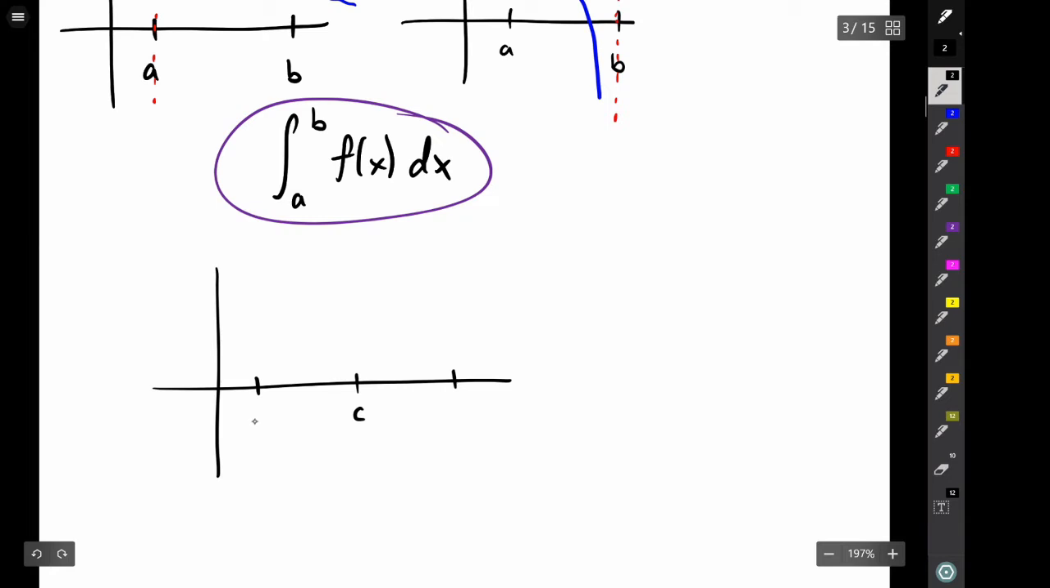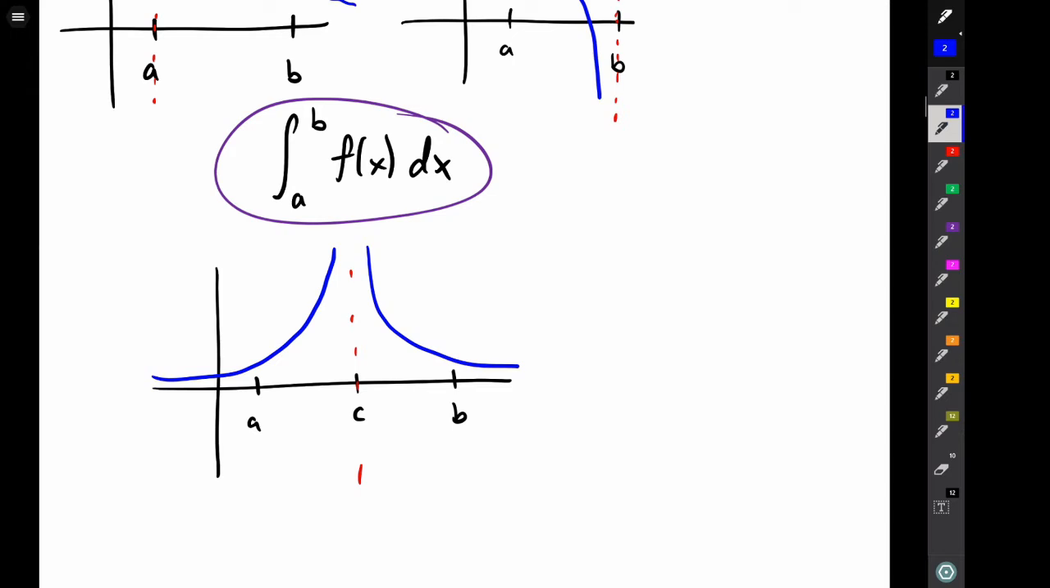And the third possibility for this being an improper integral would be that the discontinuity happens somewhere in the middle. So let's say we have c here, and we're looking at a function that has a discontinuity there. Say we have a function that looks like this. This is another example of when we could have an improper integral here.